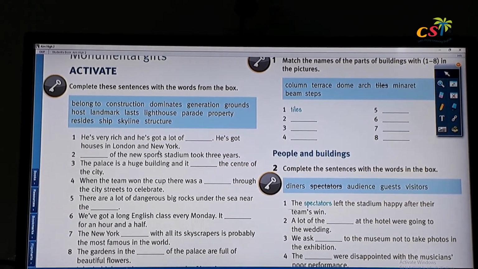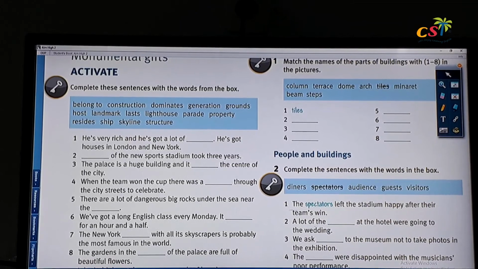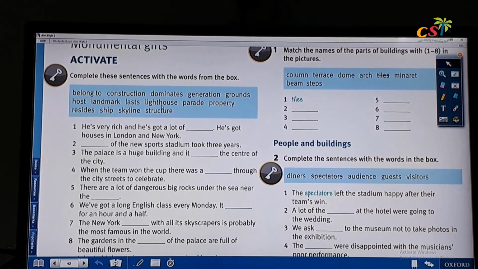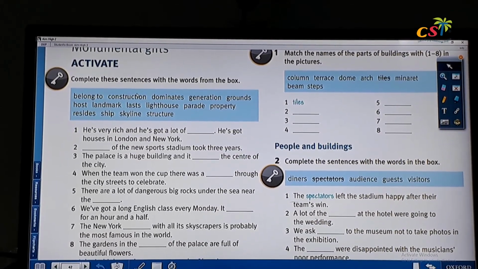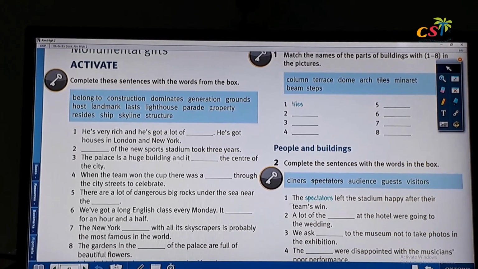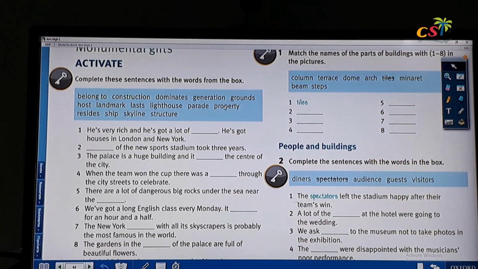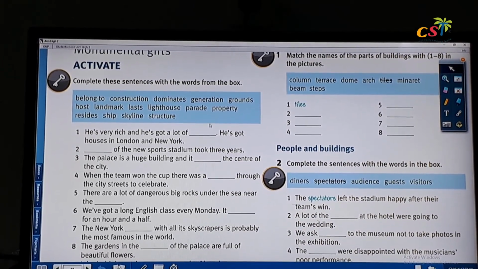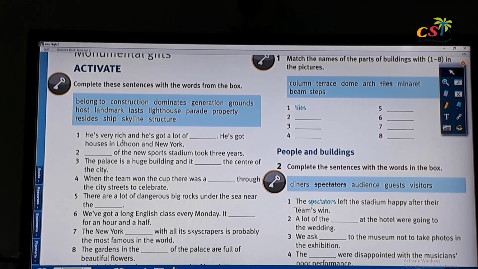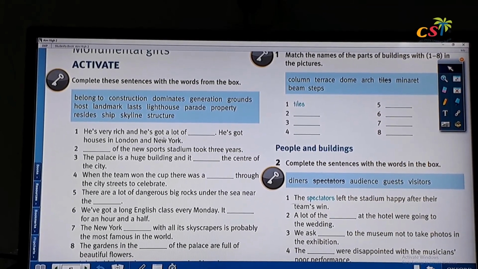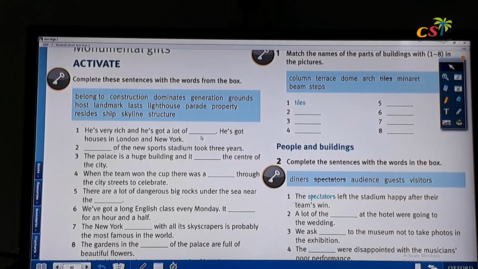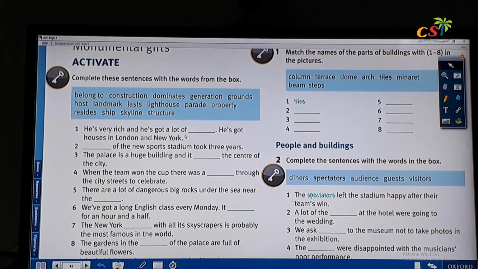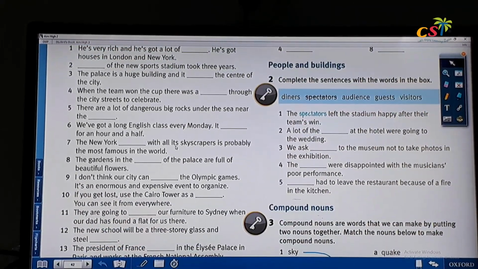Now, the clue is rich, and then he's got houses. Now I want you to think about what it is. Houses is actually part of what, from all these words? Yes, houses is part of property. Good job. That's why number 1, the answer is property. He's very rich and he's got a lot of property. Well then, now I want you to do the rest of the numbers by yourself.